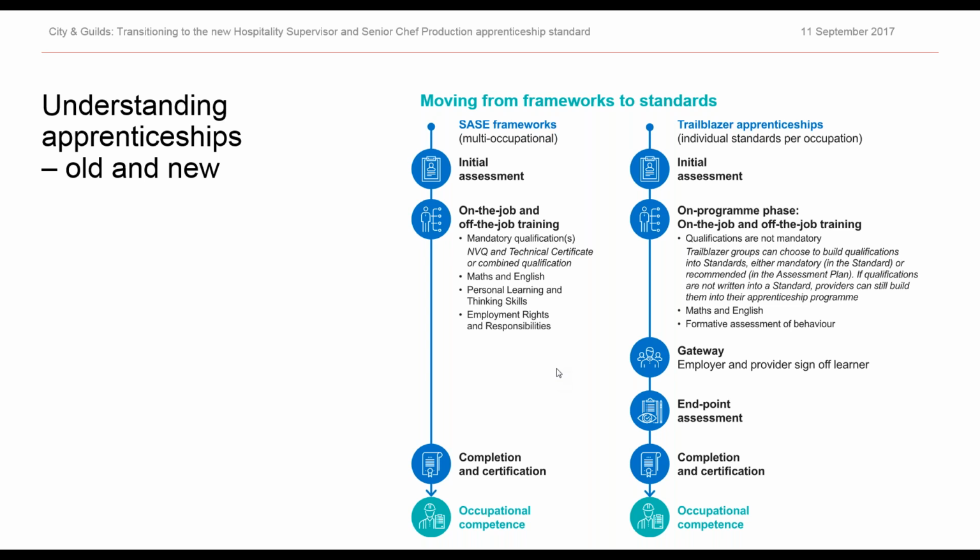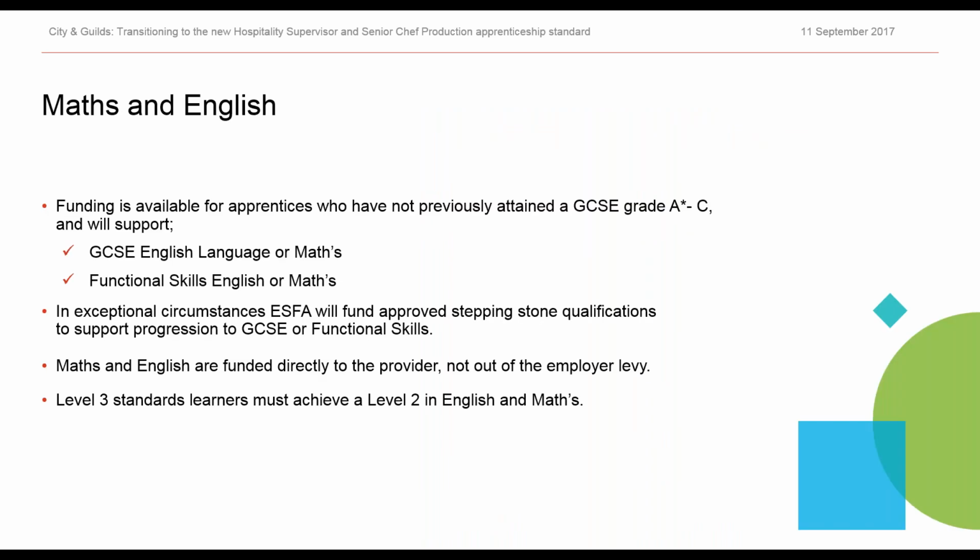So we should now be familiar with the key differences between the SACE frameworks and the Trailblazer apprenticeships. And as with the level 2 occupations, a working group of employers known as the Trailblazer Group is set up in exactly the same format as that for level 2s. And the inclusion of a 20% off-the-job training program is to be provided with endpoint assessment. The key difference also against the continual assessments of the old frameworks. So Maths and English, for level 3 standards, learners must achieve a level 2 qualification.